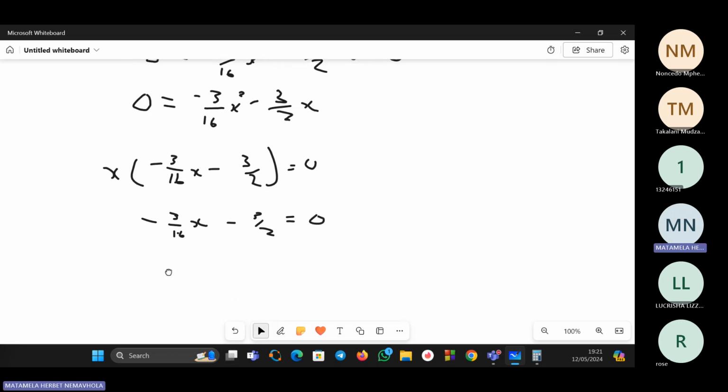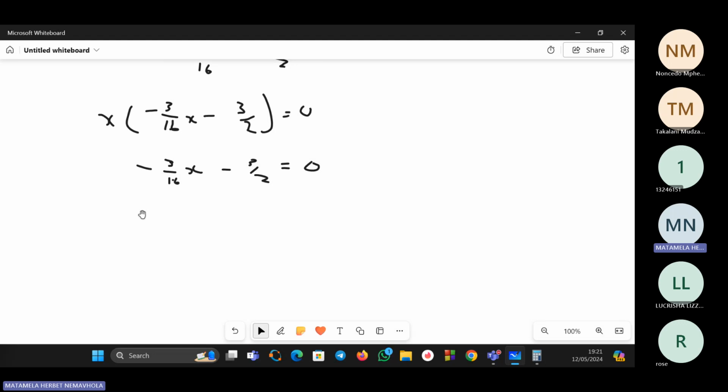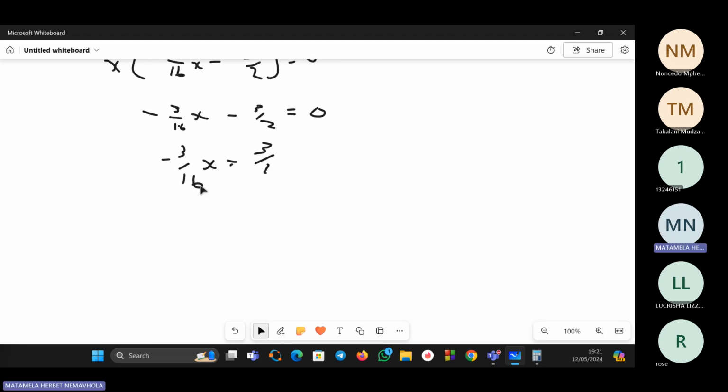So after this, you can just take the number the other side there. You will be left with -3 over 16 x equal to 3 over 2. You take it the other side, it's going to change the sign. So when it changes the sign, you can just multiply both sides of the equation by -16 over 3.